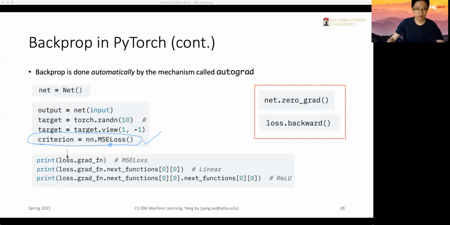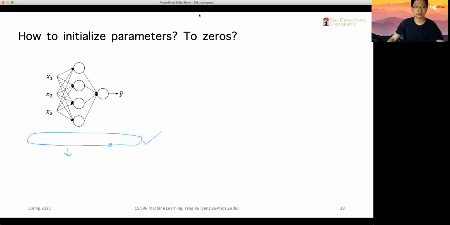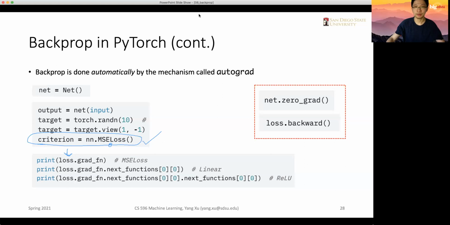And when the loss is computed, right, we can basically look at the gradient function of the loss, and we can let the loss backprop, by calling the backprop function on top of the loss variable. Okay, so we'll give a more complete example when we introduce the deep network and deep convolutional network.